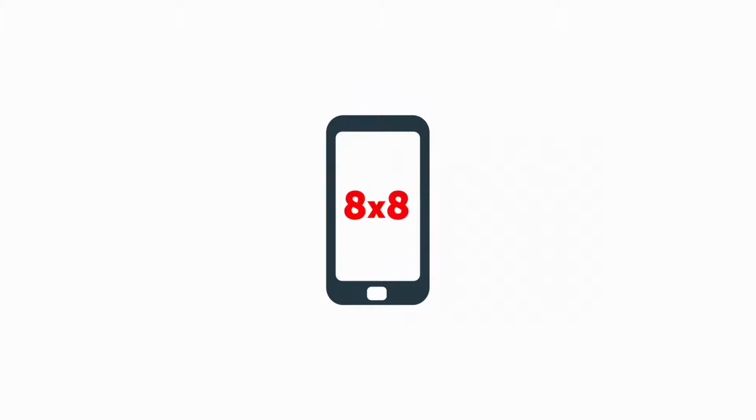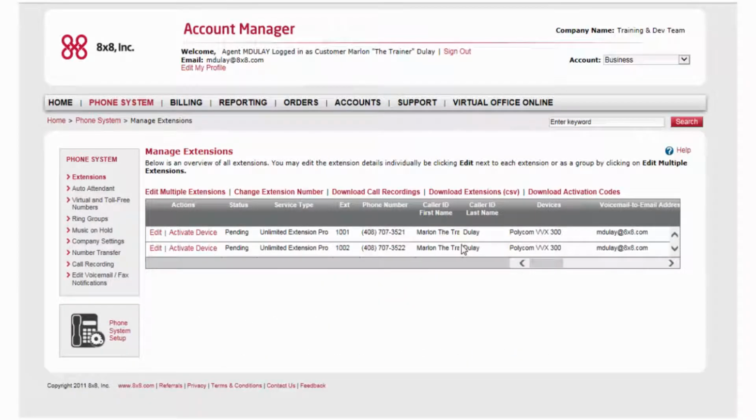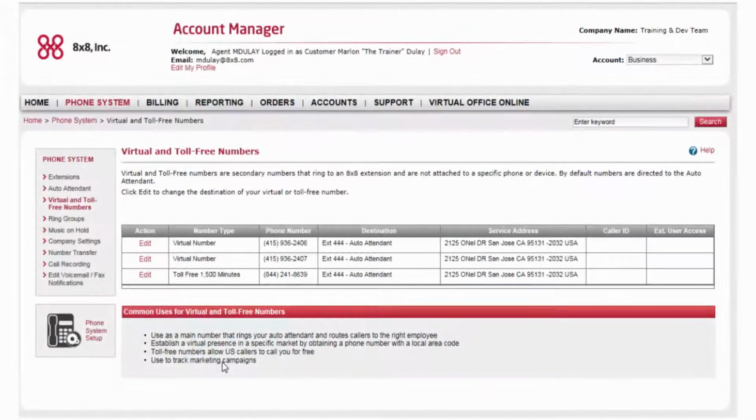from your previous provider. If you're transferring mobile or cell numbers, you will also need the last 4 digits of your social or your mobile account number. You will need to set up any extensions and virtual numbers before submitting your number transfer request. These extensions will serve as placeholders for the numbers you are trying to transfer to 8x8.